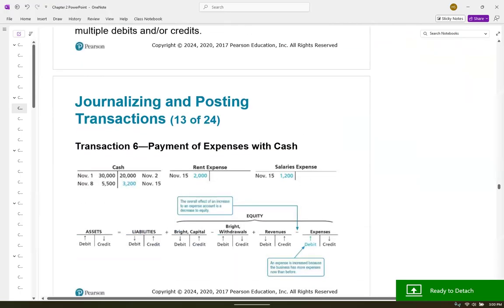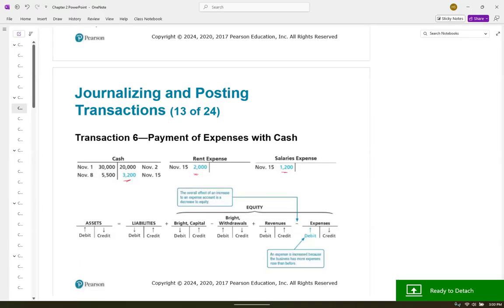And they are posting this to rent expense, debiting the rent expense, debiting the salary expense, and crediting cash right there. Okay.